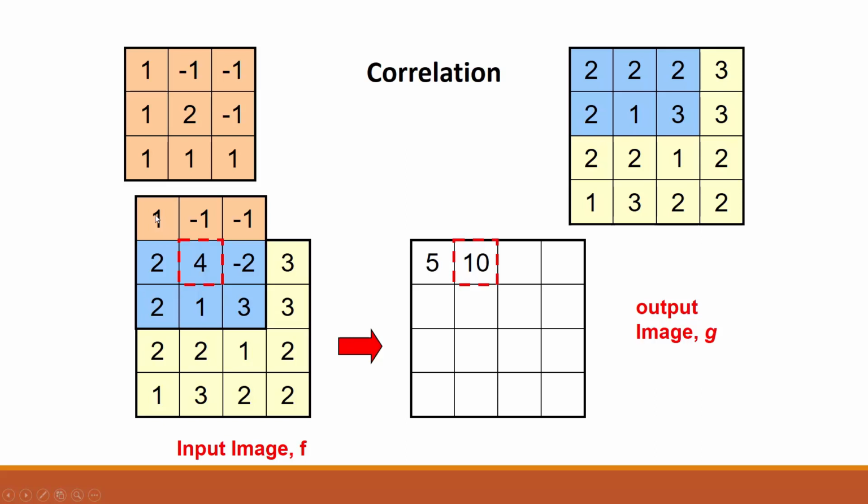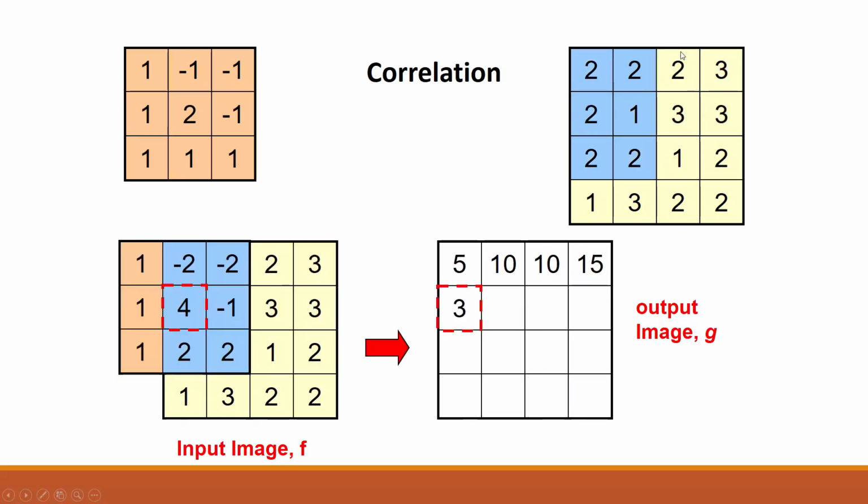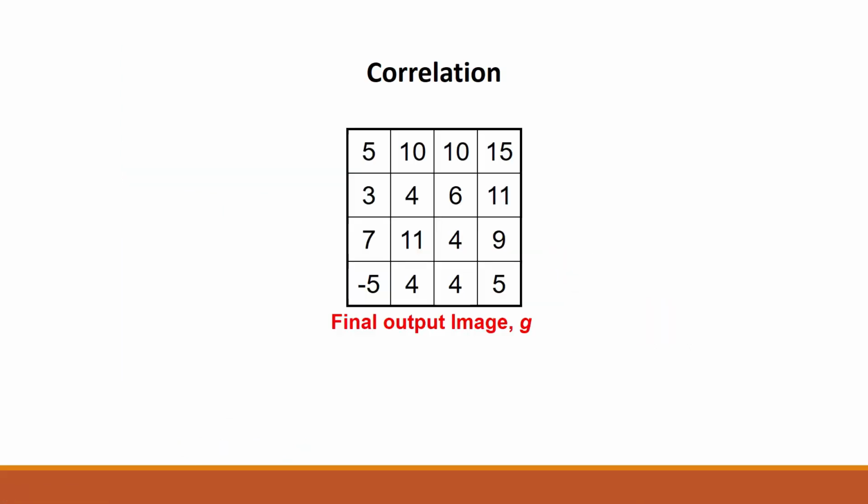Here, because there is a 0 element, we are not going to consider this one. So 4 plus 2 is 6, minus 2 is 4, plus 2 is 6, 7, and 3 is 10. So the total 10 is going to replace this element. Similarly, if we scan these images, we are going to fill this complete image with the product of this kernel and this image. So after complete correlation, we are going to get this output image.